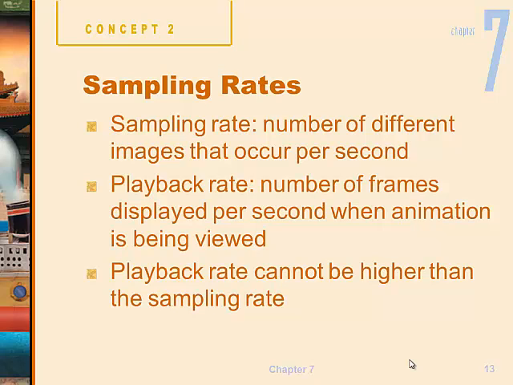Both the sampling rate and the playback rate work together to create high quality animation, and your playback rate cannot be higher than your sampling rate. When the illusion of motion fails and the animation appears as a rapid sequence of still images instead of fluid motion, the animation is said to flicker. So we don't want that to happen. You want to make sure that you keep your playback rate proportional to your sampling rate.